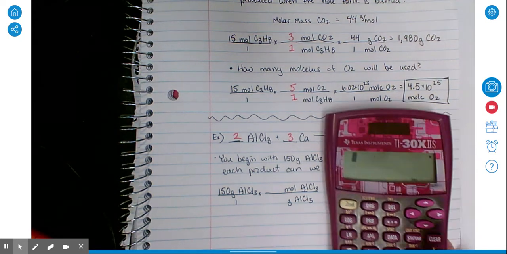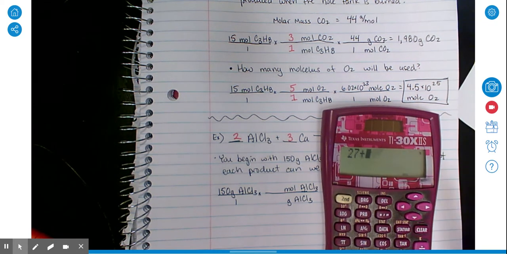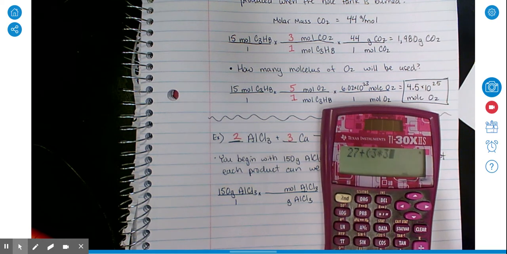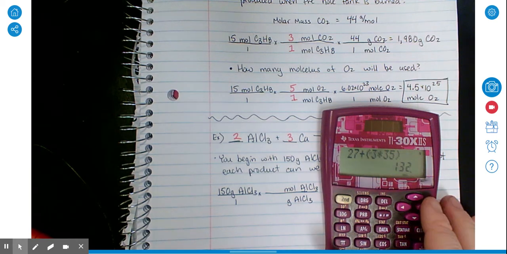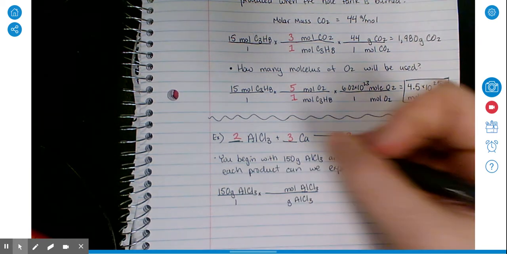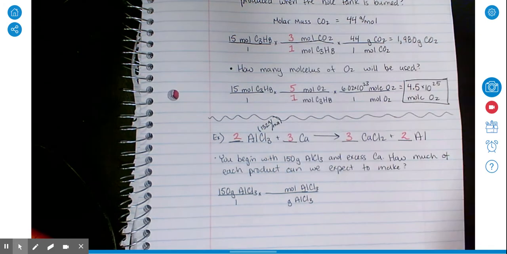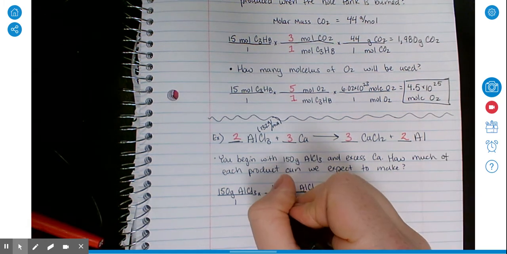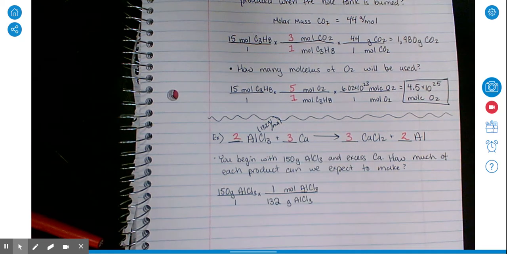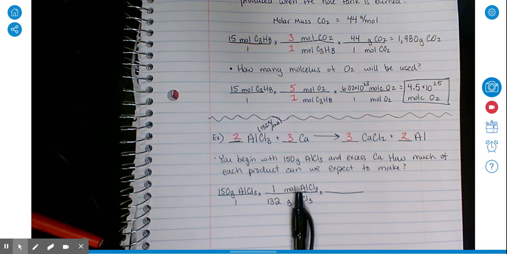Aluminum chloride is 1 aluminum atom. Aluminum has a molar mass of 27, plus 3 chlorine atoms. Chlorine has a mass of 35. Aluminum chloride has an atomic mass of 132. So we'll use that aluminum chloride has an atomic mass of 132 grams per mole. So 1 mole contains 132 grams. From there, I'm at moles, so I can switch to another substance.